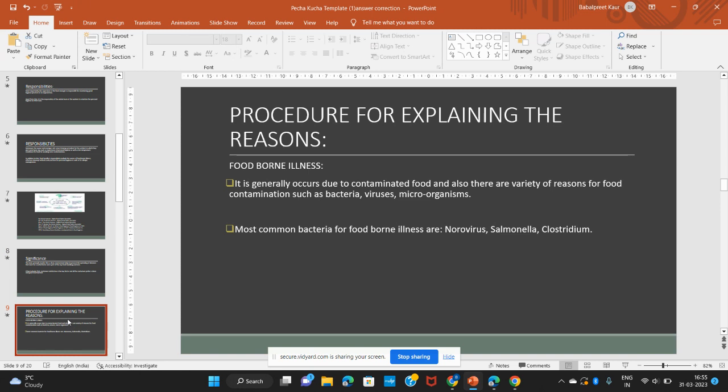In these slides, I want to describe foodborne illness. So, what is foodborne illness? It generally occurs due to contaminated food, and there are a plethora of reasons why it occurs. There are some bacteria, viruses, and microorganisms that are responsible. The most common causes of foodborne illness are norovirus, salmonella, and clostridium.